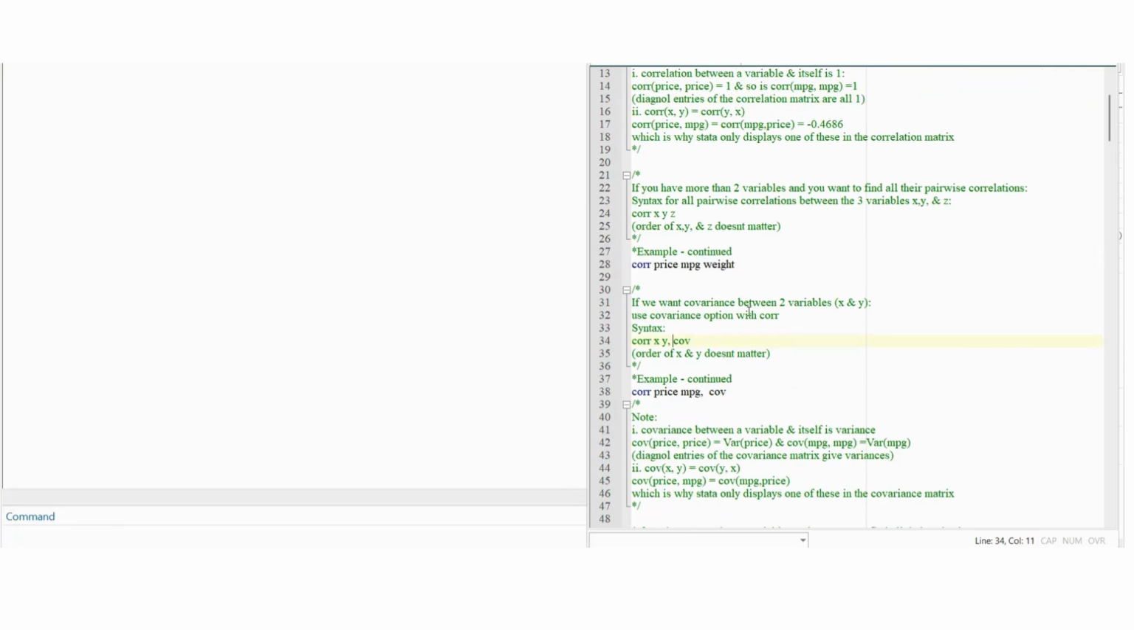So let's continue the same example of the auto data set. There we want to find now, instead of the correlation, the covariance between price and MPG.